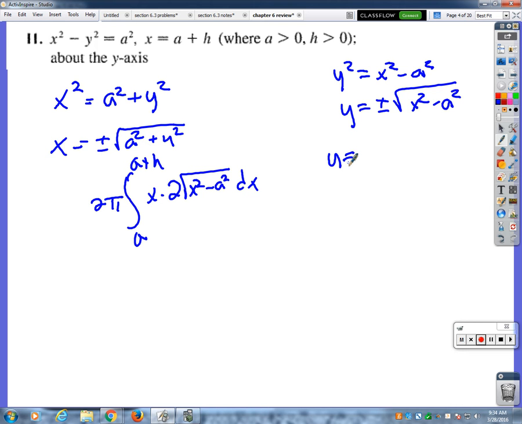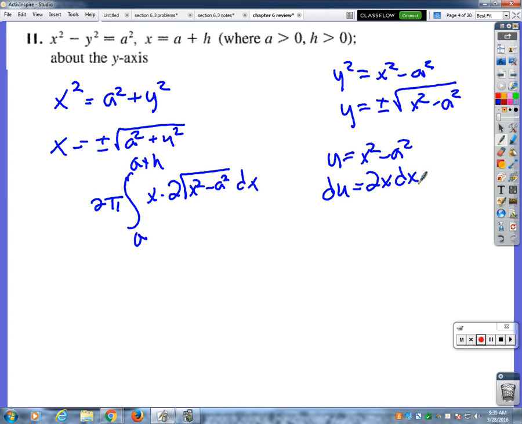So I have to make a u substitution. Any guesses what u will equal? Love it. x squared minus a squared. So then du will be 2x dx. Yeah, because the derivative of a squared, that's a constant, so it just cancels.